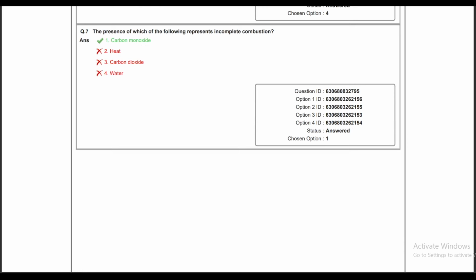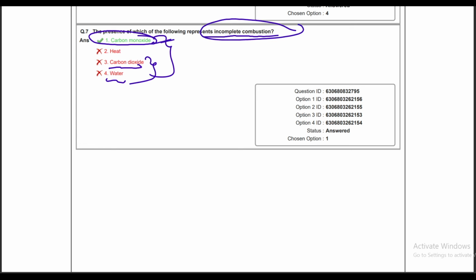In the next question, the presence of which of the following represents incomplete combustion? So obviously out of four options, carbon monoxide is correct answer because the presence of carbon monoxide is an indicator of incomplete combustion. If there is a complete combustion, obviously at the end there will be a release of carbon dioxide and water, and if there is an incomplete combustion, then there will be a release of carbon monoxide and other incomplete combustion products, but not carbon dioxide and water. So for incomplete combustion, carbon monoxide is correct answer here.